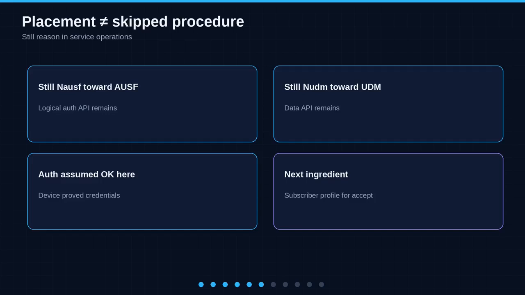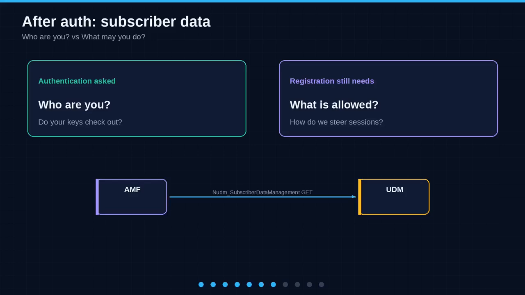And again, authentication is assumed to succeed at this stage. The device proved it possesses the right credentials. The permanent identity was resolved. The AMF is ready for the next mandatory ingredient of registration: the subscriber profile data it needs to finish accepting the UE. Authentication answered, "Who are you?" and "Do your keys check out?" Registration still needs, "What is this subscriber allowed to do? And how should we steer their sessions?"